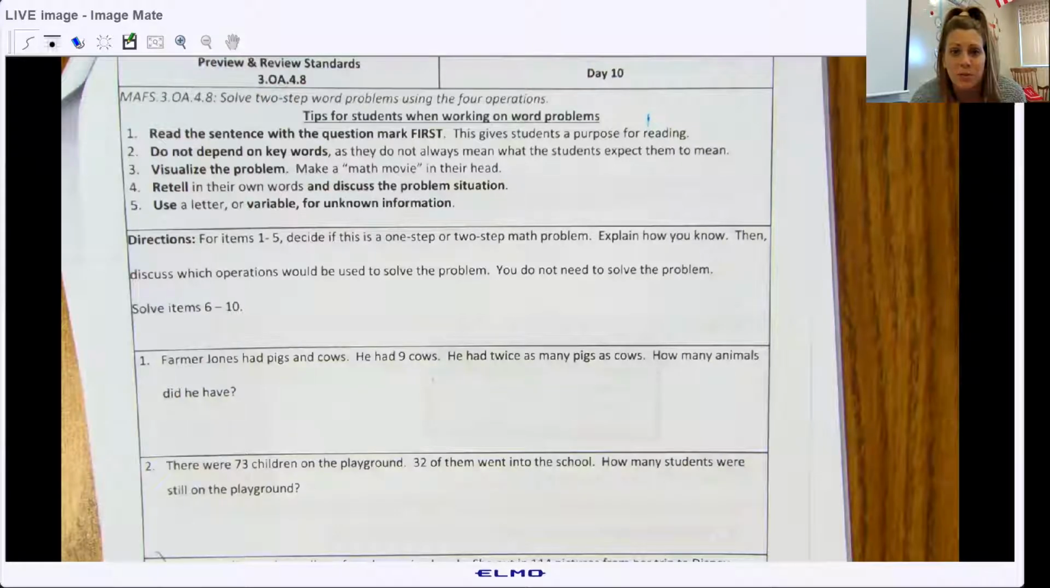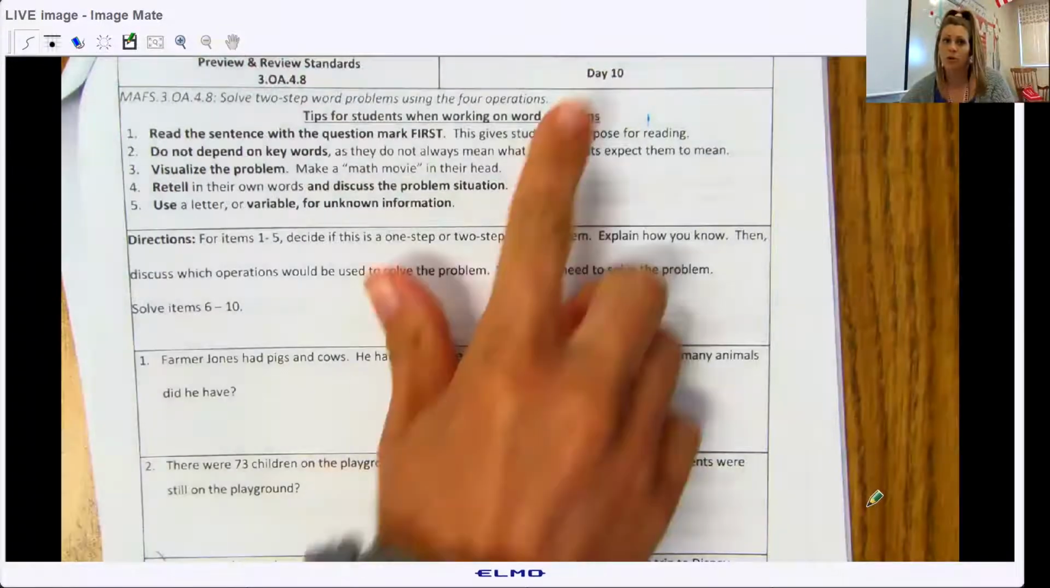Okay, so go ahead and get that big math packet out. Turn to day 10. I am going to go ahead and share my screen with you. Remember, today we will have some discussion posts. We have our 10 problems. You're doing 2 on your own, okay? So make sure you are on day 10.